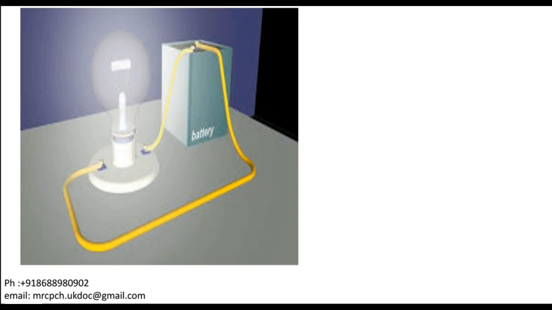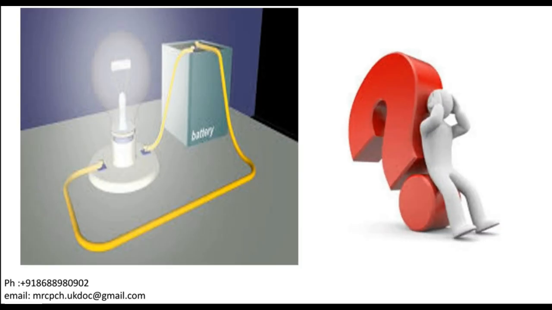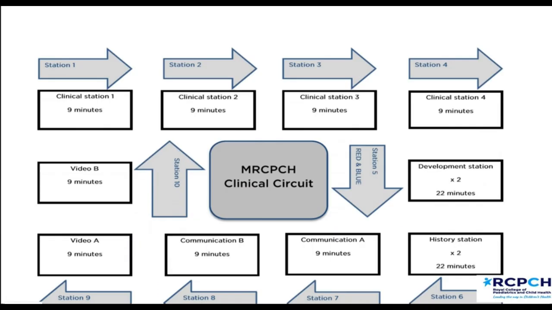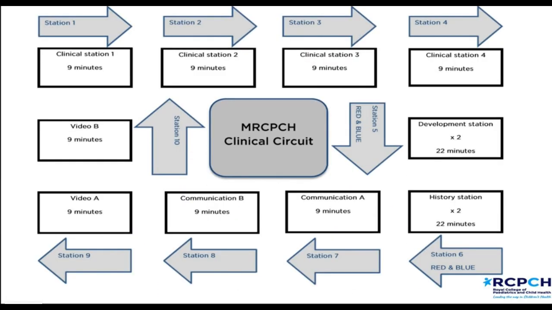So what is this exam circuit? And let's see the stations in this exam circuit. So this is called as MRCPCH clinical circuit. So it has 10 stations. So candidate has been tested in these 10 stations. Station 1 starts with the clinical station, and station 2, 3 and 4 are also clinical stations. So these are the first 4 stations of the exam circuit, followed by the developmental station.